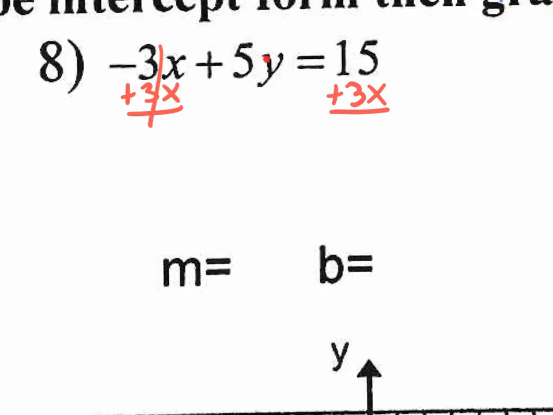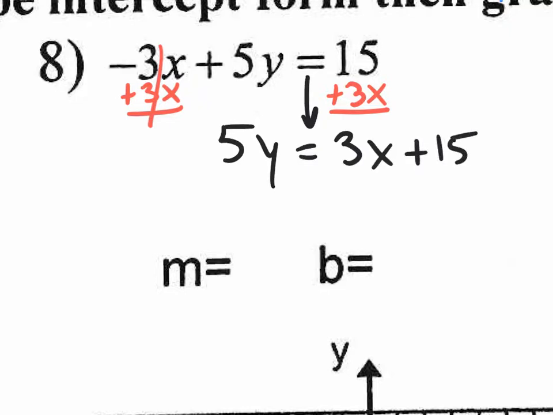So what do we have left on the left side of the equal sign? We have a positive 5y. We have the equal sign that comes down. And on the right side, we really do have 15 plus 3x. But instead of writing 15 plus 3x, I'm going to write 3x plus 15. You want the x term first and the number all by itself at the end.